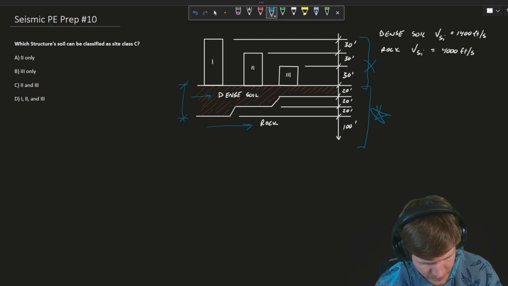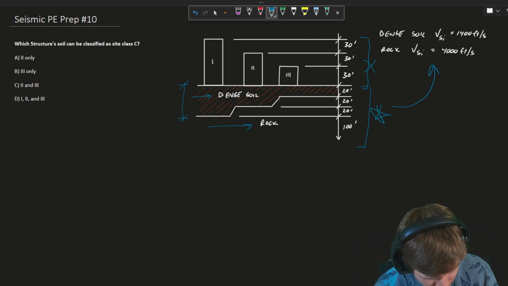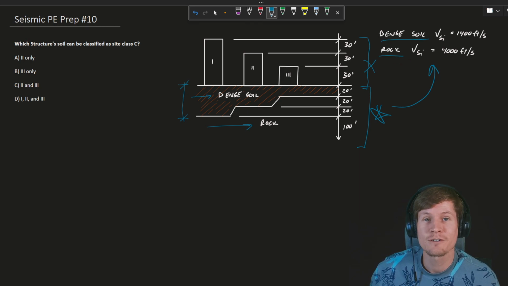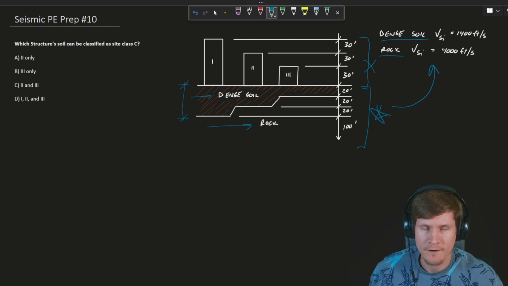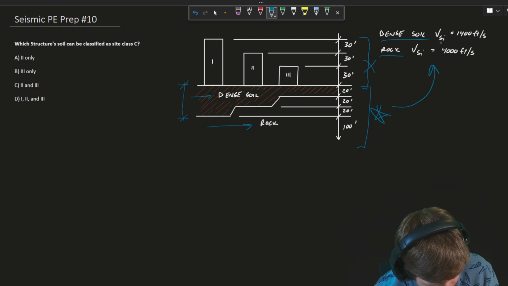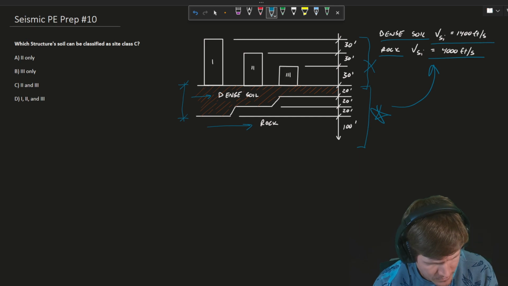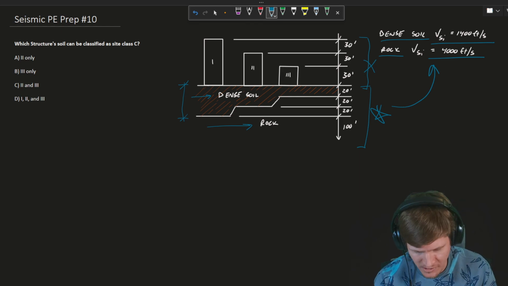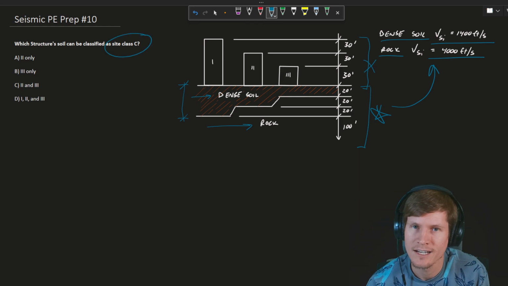In tandem with this figure, we have some additional properties. V sub SI for the dense soil and the rock soil. V sub SI is the shear wave velocity of the soil in units of feet per second, or if you're in SI, meters per second. They've already given us what those values are. The dense soil is 1400 feet per second and the rock is 4000 feet per second. How do we use these to determine a site class?